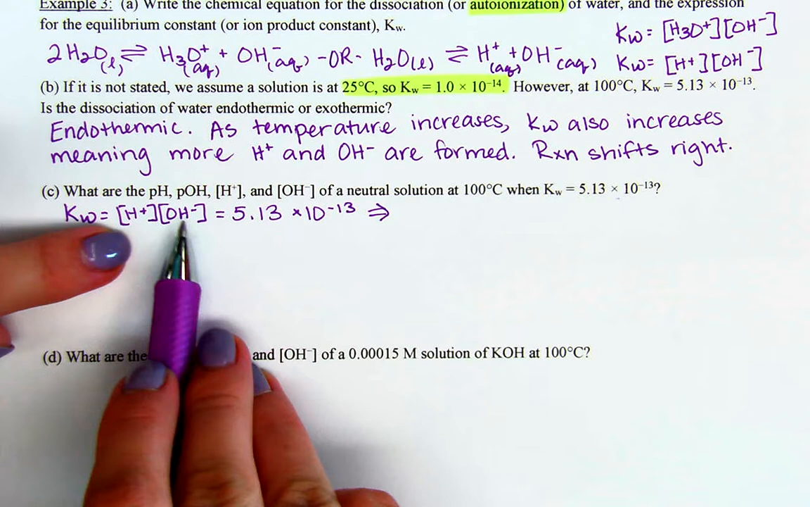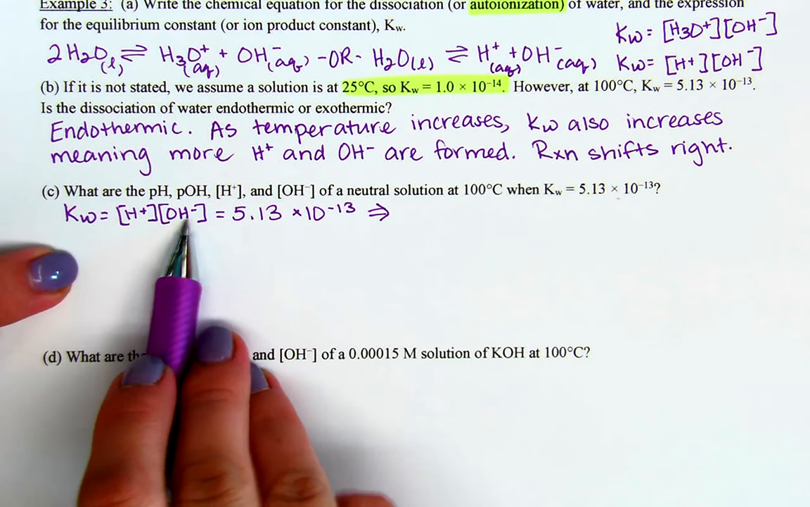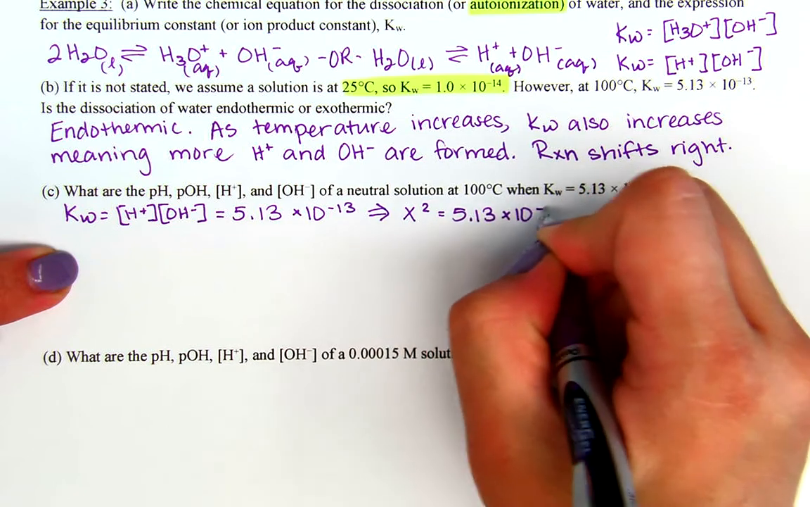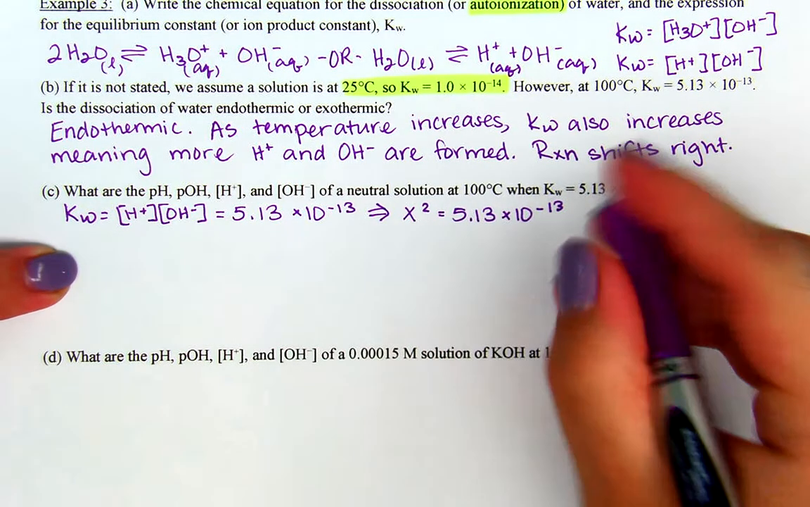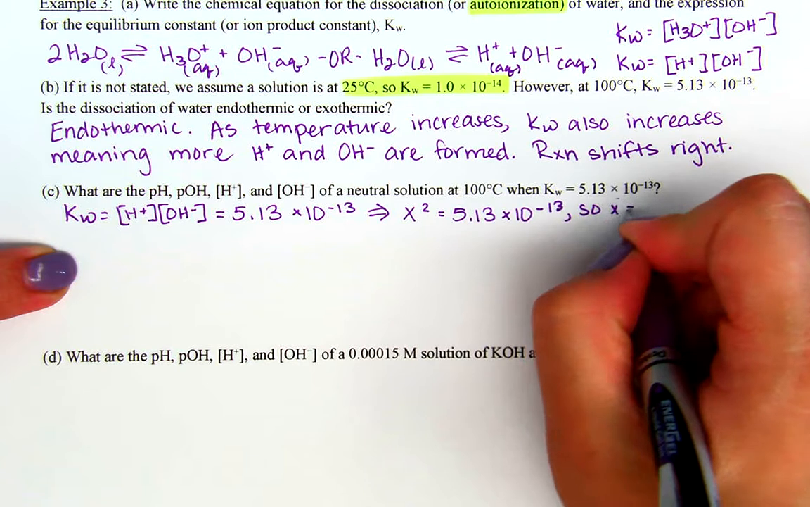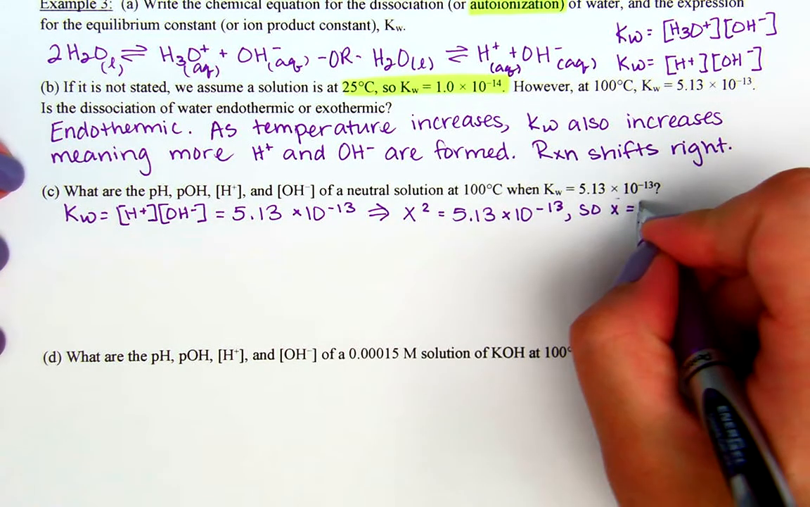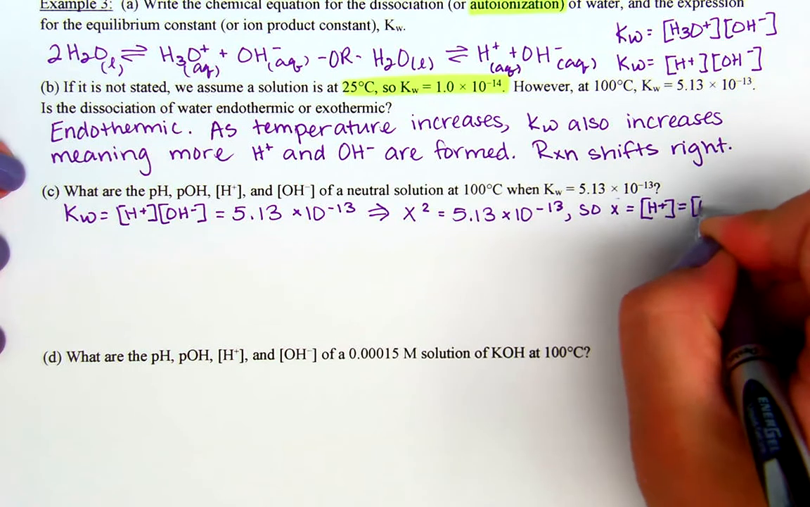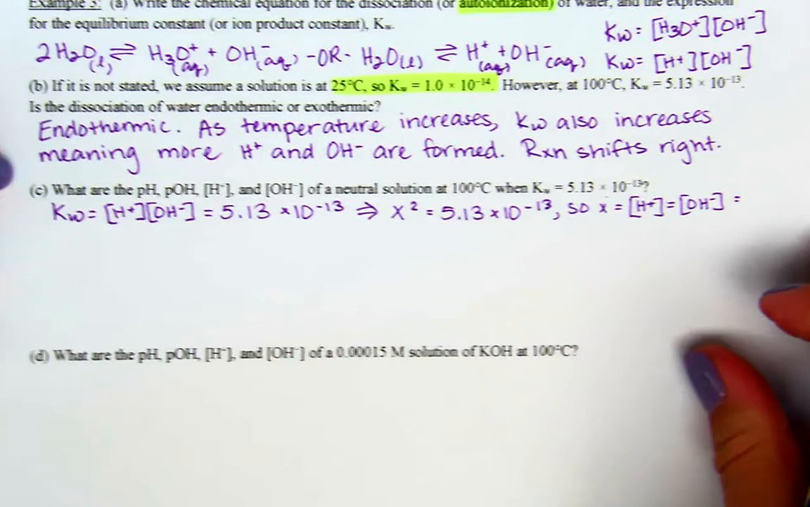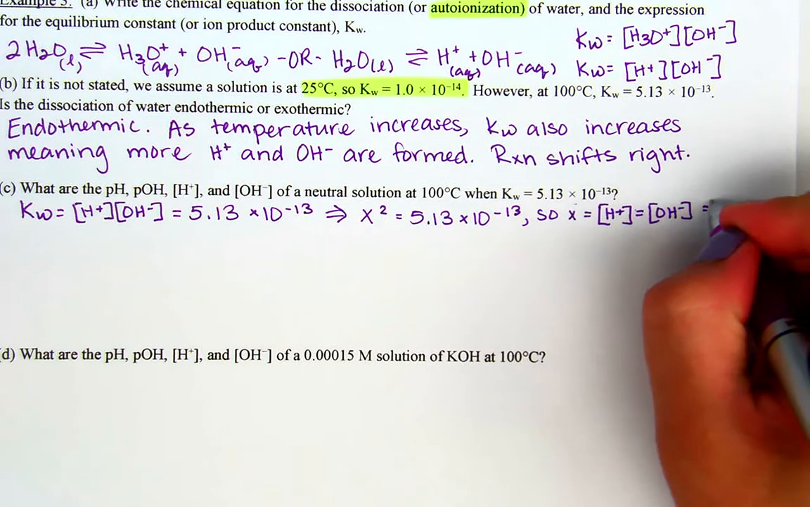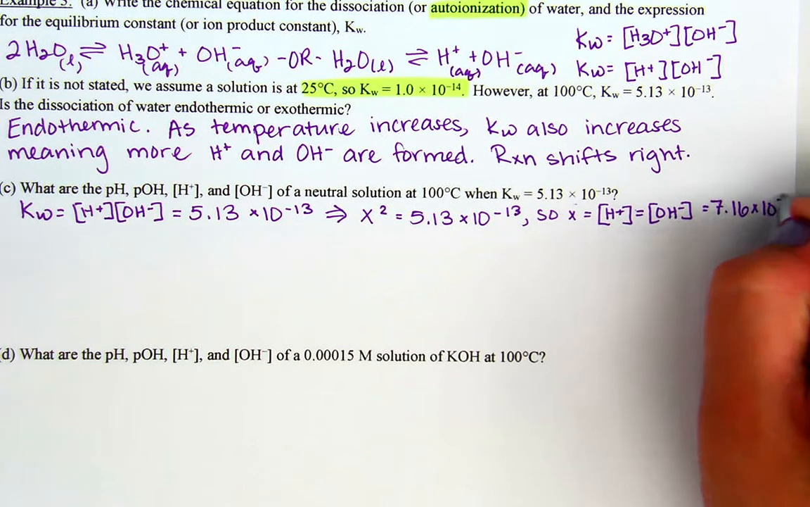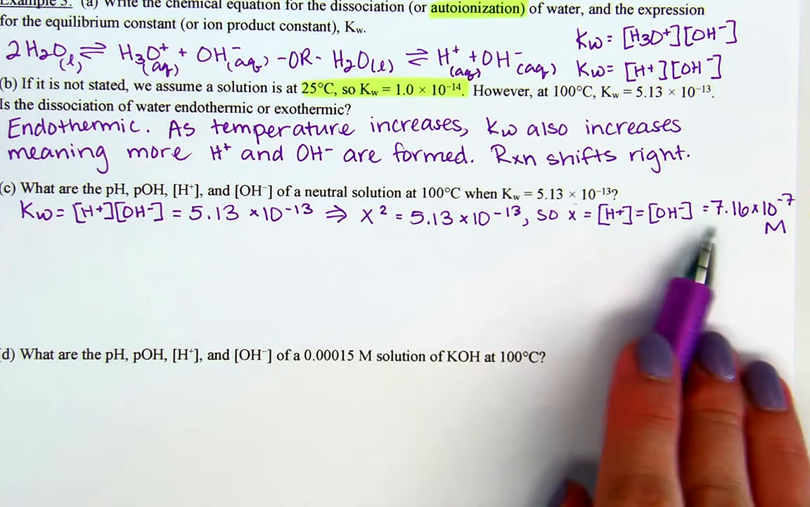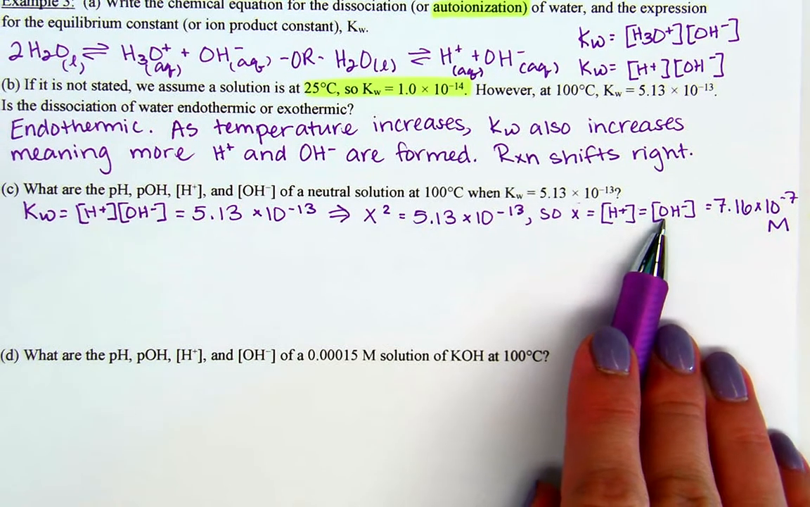So we can just call these both x. And I have two x's, so that's going to be x squared. So x squared equals 5.13 times 10 to the negative 13. So when you're solving for x, x is the concentration of H plus, which is also equal to the concentration of hydroxide. And if you plug that into your calculator, you should get 7.16 times 10 to the negative 7 molar. So that's going to be your concentration of hydrogen, and that's going to be your concentration of hydroxide.